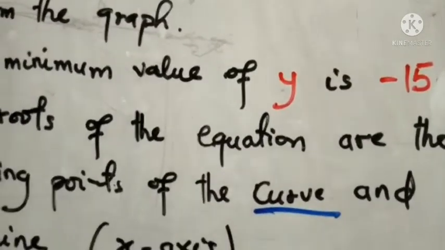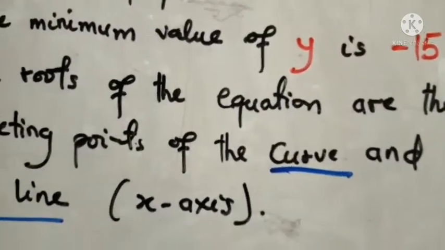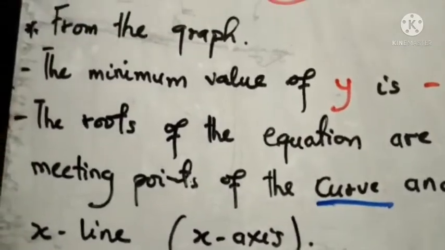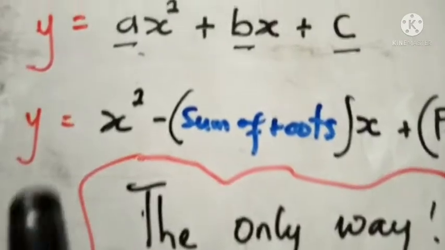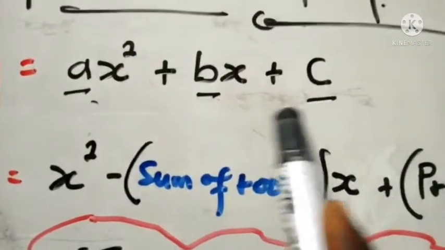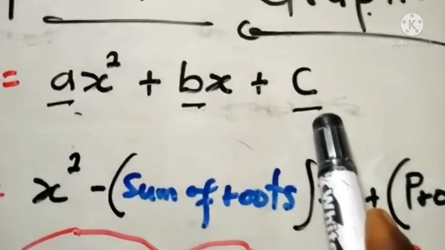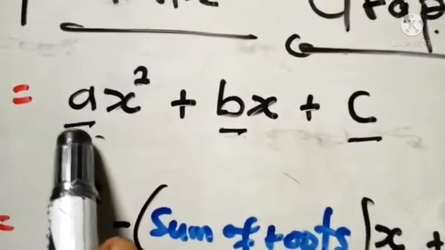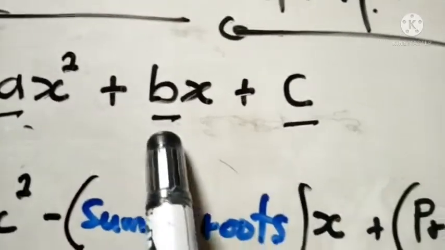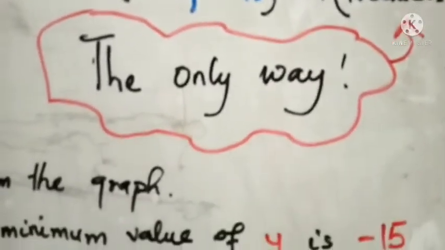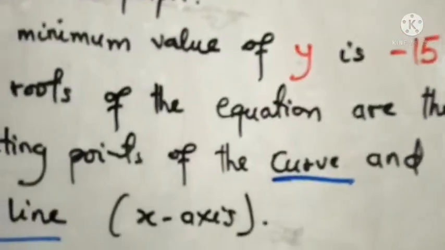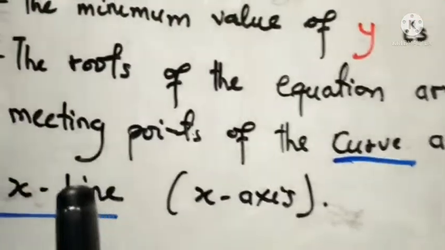Now the next one says that you should find the roots of the equation and then use that to form the quadratic equation. This is what we call the quadratic equation. Your aim here is to know the a, the b, as well as the c. That is very, very simple. So how do you do that? You must know exactly what we call the root of the equation.